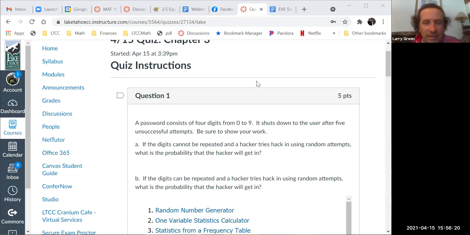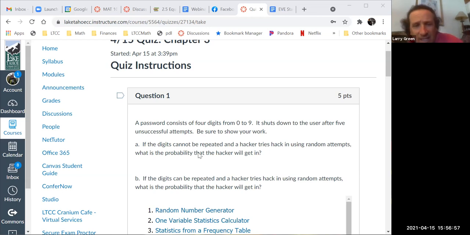Okay, so here's your quiz. Question 1. A password contains 4 digits from 0 to 9. It shuts down to the user after 5 unsuccessful attempts. Be sure to show your work. If the digits cannot be repeated and a hacker tries to hack in using random attempts, what is the probability the hacker will get in? So there's a probability question.